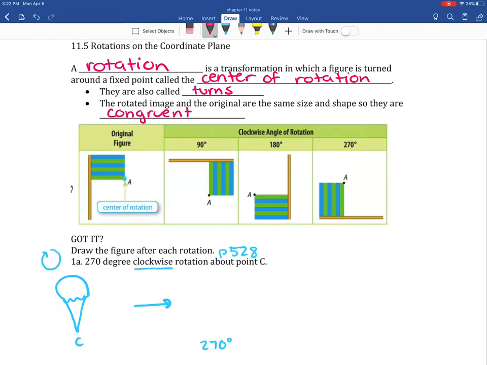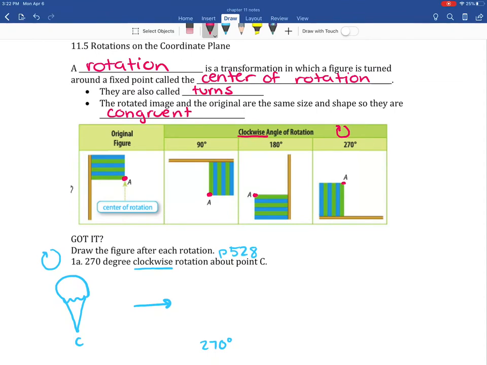In the picture below, you're seeing a rotation of a flag. The center of rotation is point A. So point A is what you are rotating about. These are clockwise rotations, meaning you're moving the direction in which the clock turns. The first one is the original figure. The second picture, you see the flag is turned 90 degrees about point A. The third, you see the flag is turned 180 degrees about point A. And the last one is turned 270 degrees about point A.